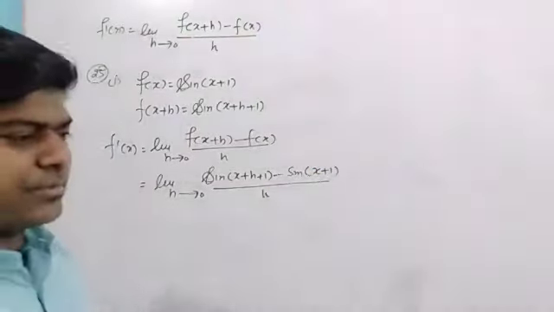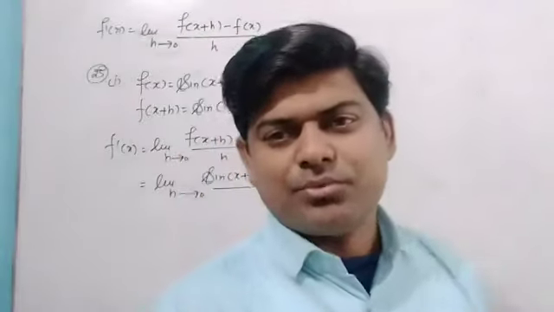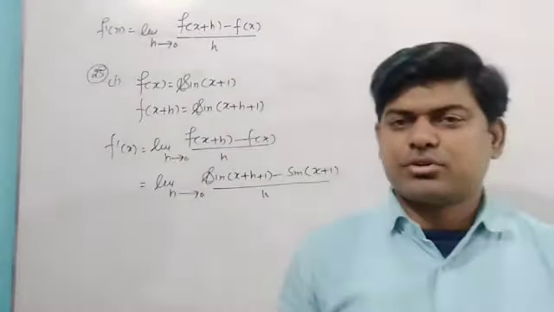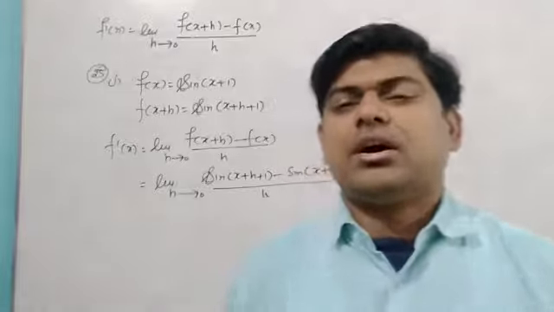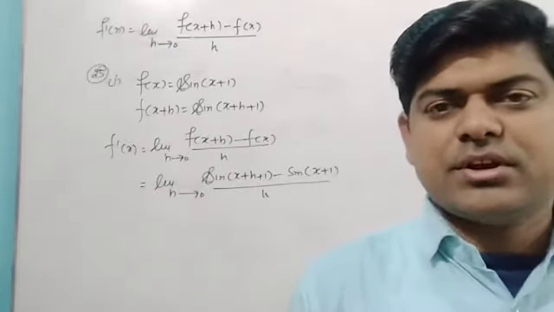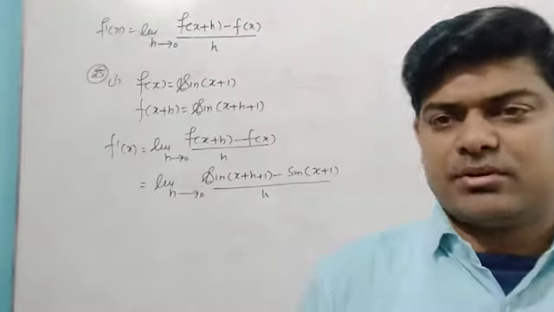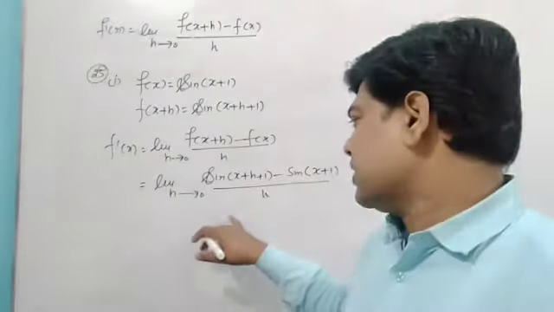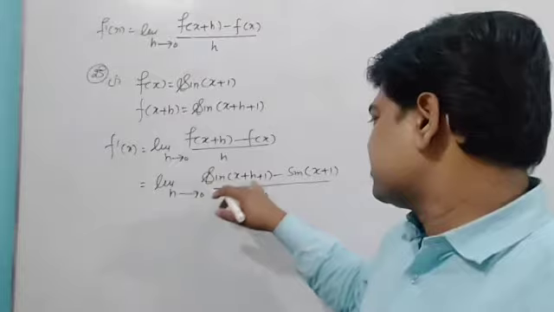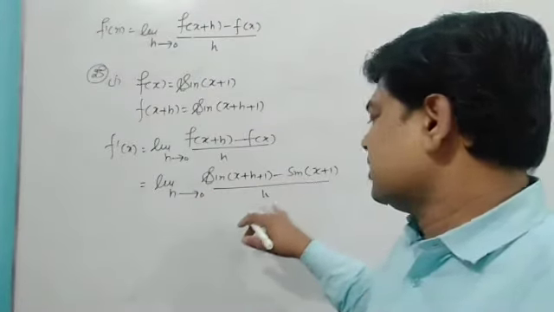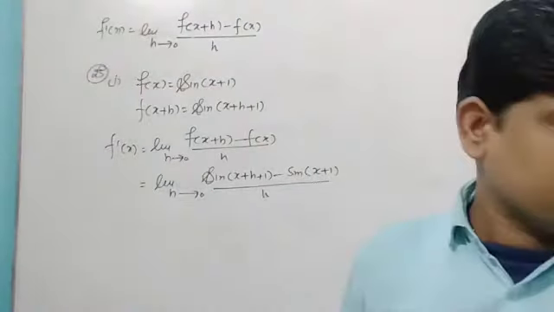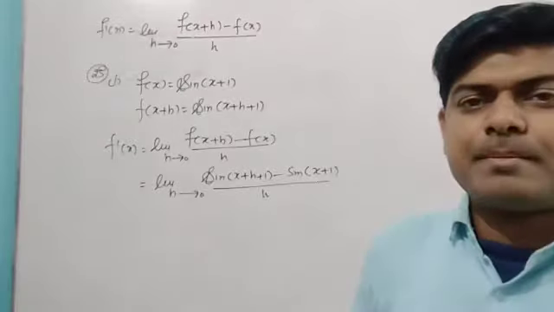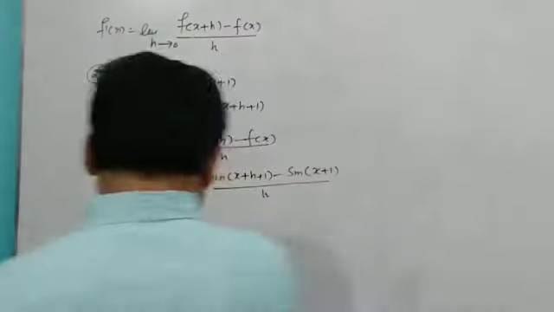This is the question in front of you, and then for a few seconds you can forget about the derivation, or you can say differentiation, and now we can think about the limit. Here you can see we have to apply the limit only. When I put h is equal to 0, sine(x plus 1) minus sine(x plus 1) will be 0 upon h, that is also 0. So the 0 upon 0 case will be there. So what should I do?